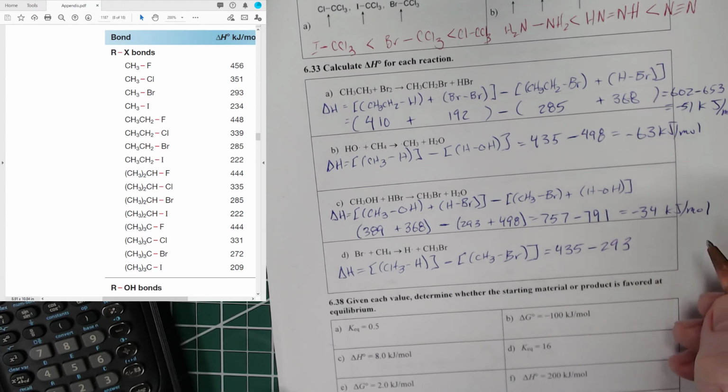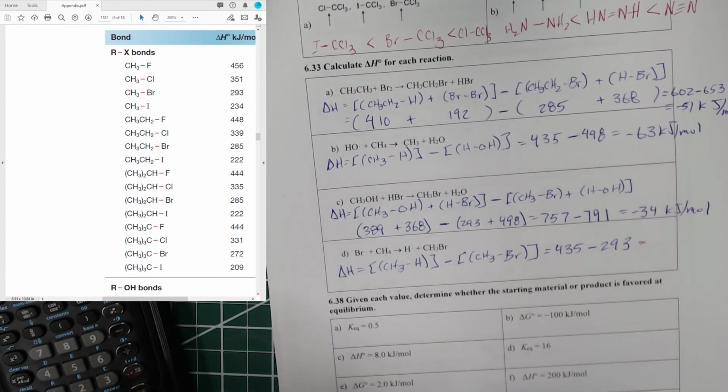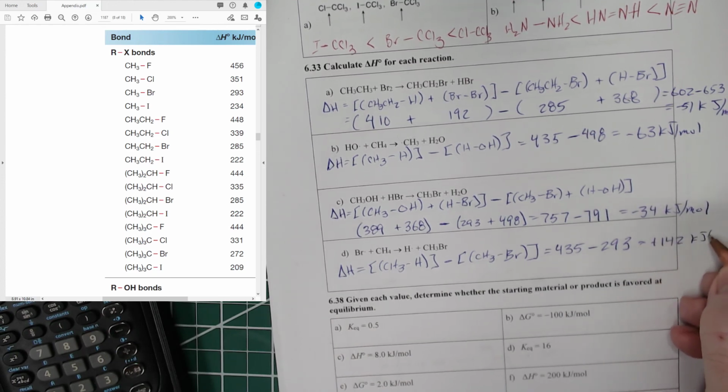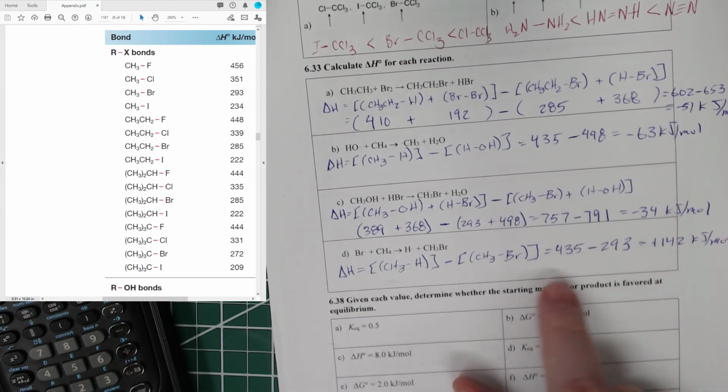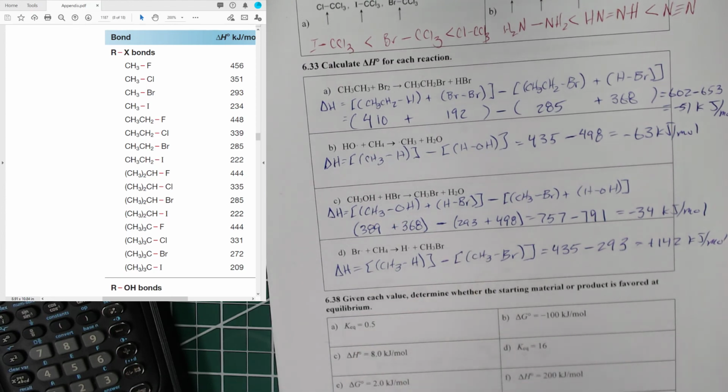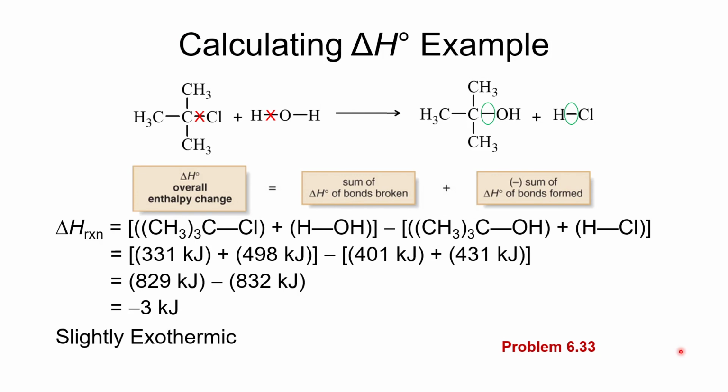That was 293. And that one, that's going to give us a positive number. Minus 293, 142. So positive 142 kilojoules per mole. What that tells you is that this reaction, as it's written, is probably not going to work. Okay. Before we stop this video, I want to do the last little bit of this section, and then we'll stop the video and we'll start up the next section.